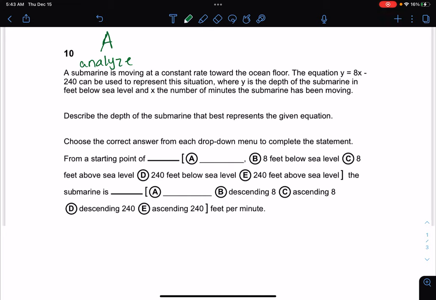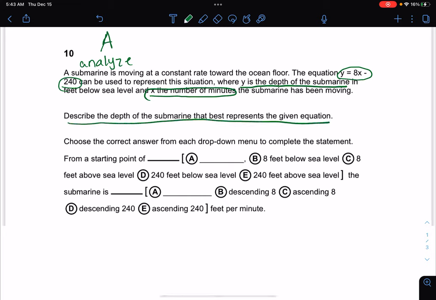So it says a submarine is moving at a constant rate. So we know it's moving at a constant rate, and it gives us our equation, y equals 8x minus 240. It says y is the depth of the submarine in feet below sea level, and x is the number of minutes. And we want to describe the depth of the submarine that best represents the given equation. So choose the correct answer from the drop-down menu to complete the statement. So you had to fill in two different blanks.